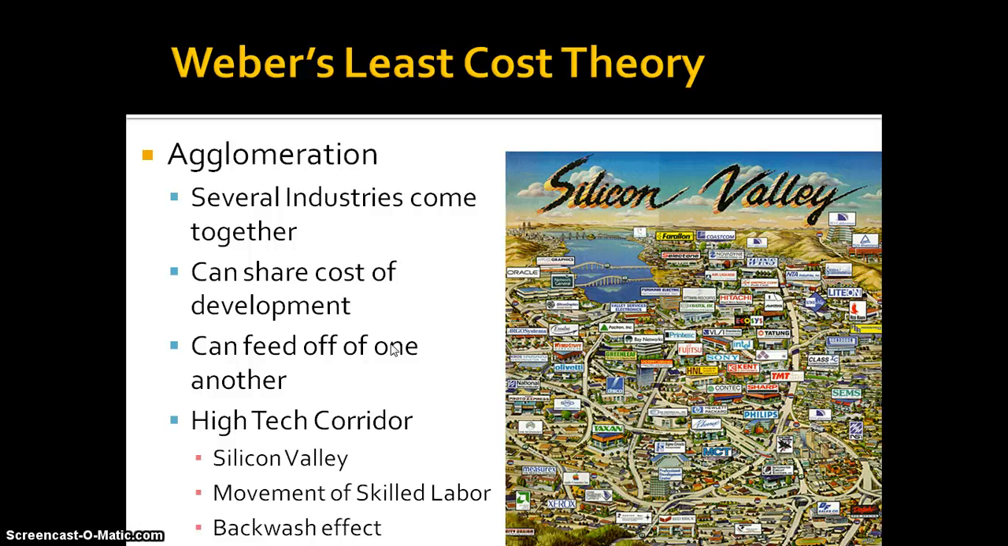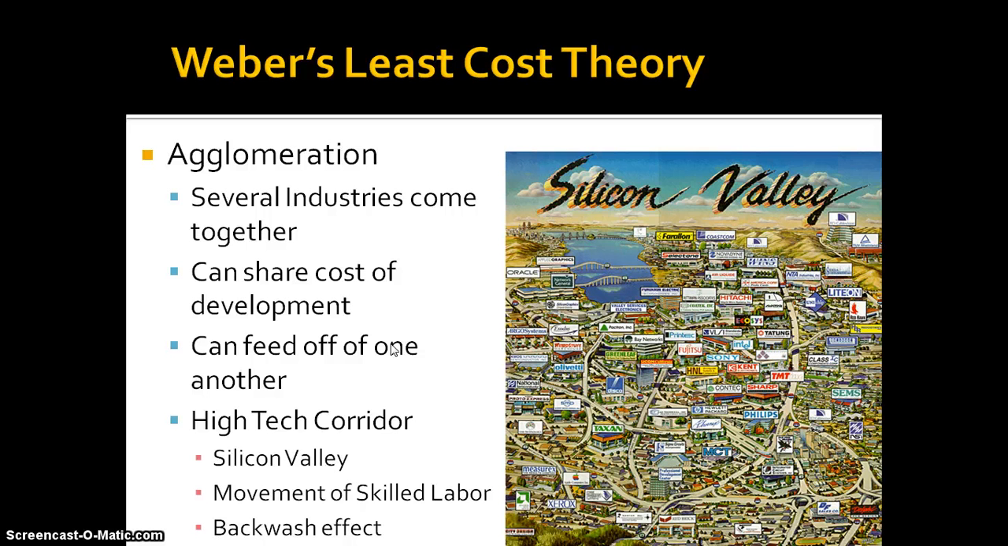Agglomeration is simply when several industries that are within the same field come together in a similar location. And they do that to try and benefit from one another. There are a lot of benefits if all these different businesses, which don't necessarily do the exact same thing but are similar or in a similar industry, can feed off of each other.